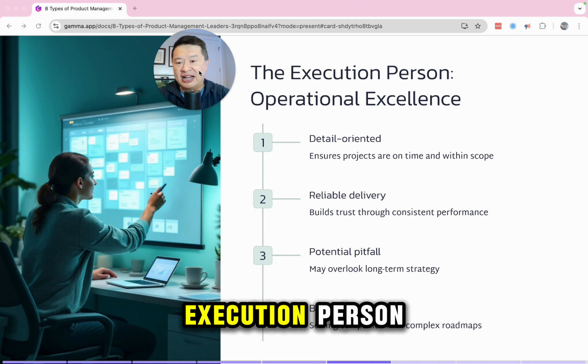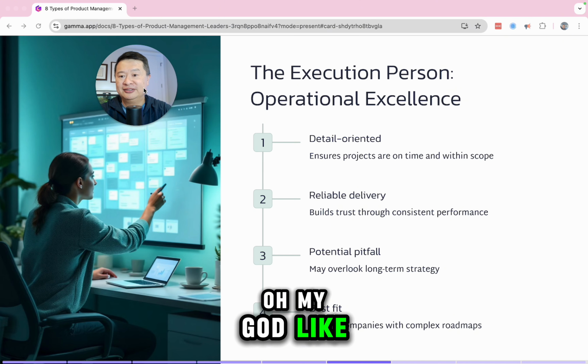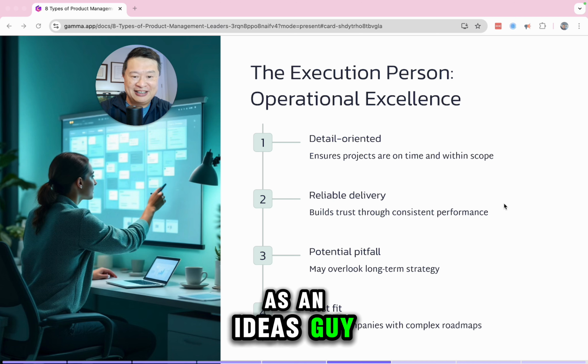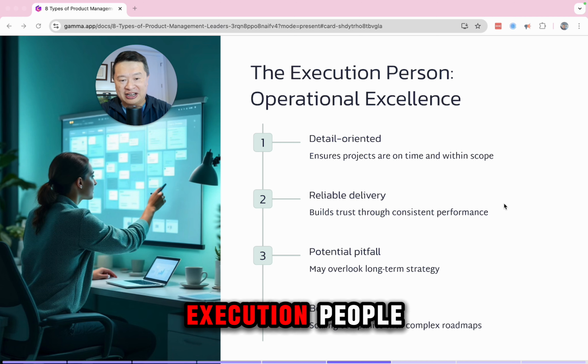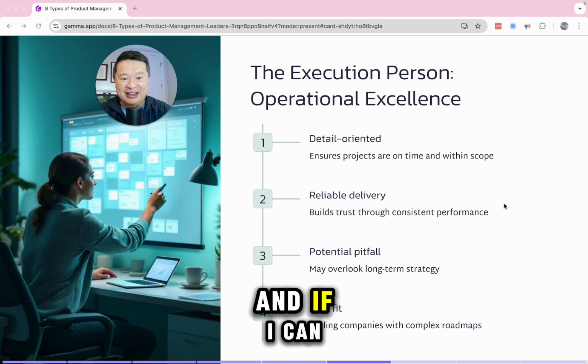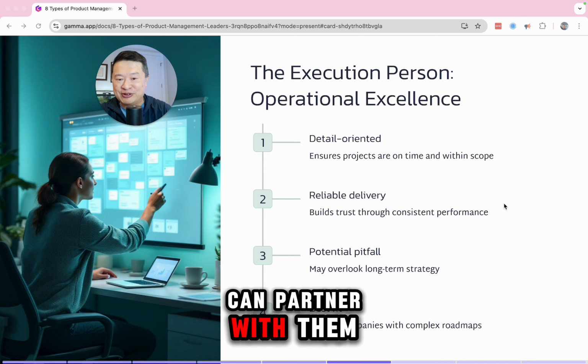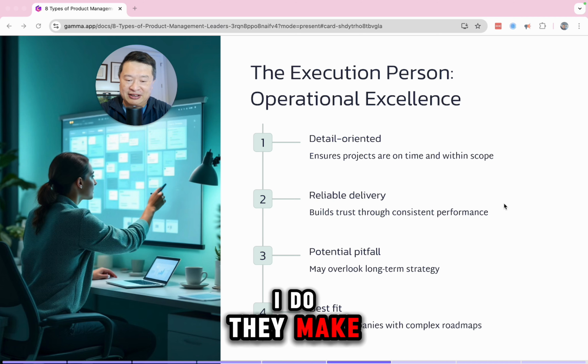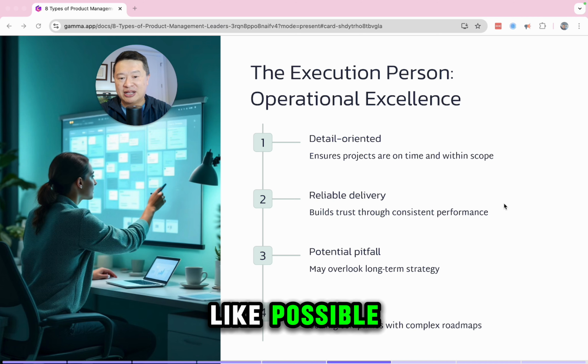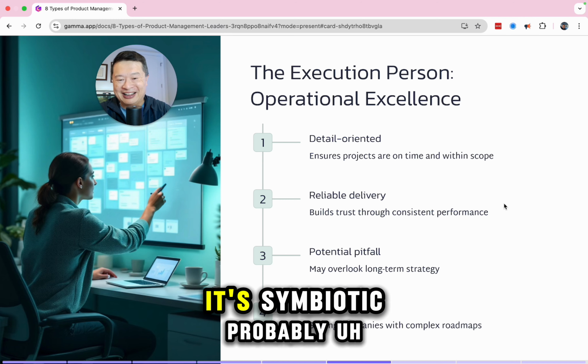Then we went on to the execution person. Oh my God. As an ideas guy, I freaking love execution people and working with them. If I can hire them, I do. If I can partner with them, I do. They make every idea person's life possible. It's symbiotic, probably.